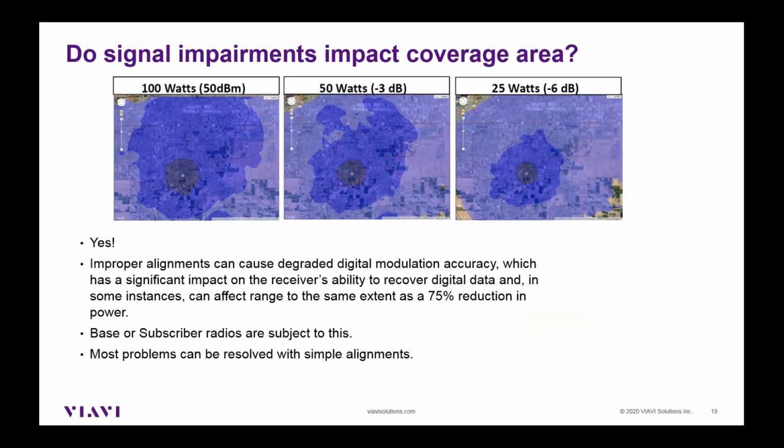So do signal impairments impact coverage area? Yes, they do. Most of the time, the signal impairments that we've looked at so far are caused by deviation alignments, or that's the worst. Those cause the worst signal impairments. They cause issues with modulation fidelity, they cause issues with symbol deviation, and you could have both or multiple signal impairments. That can occur on base or subscriber radios. I've actually seen cases where people misaligned almost all of their subscribers over time, and their system had some pretty bad issues. But most of these problems can be resolved with simple alignments.